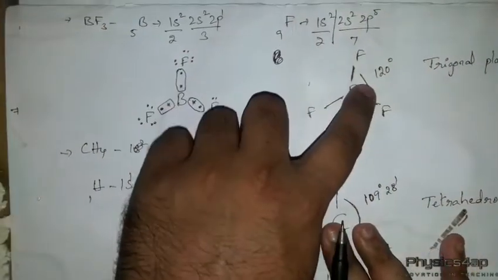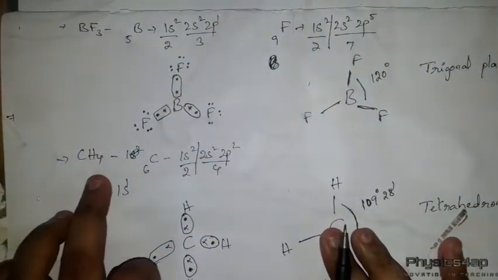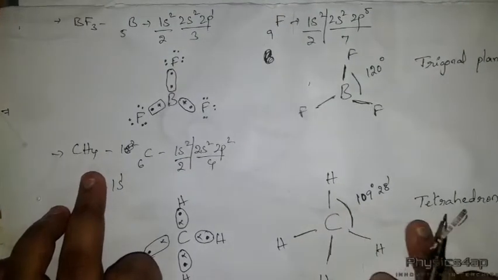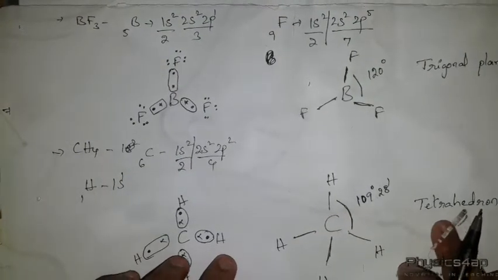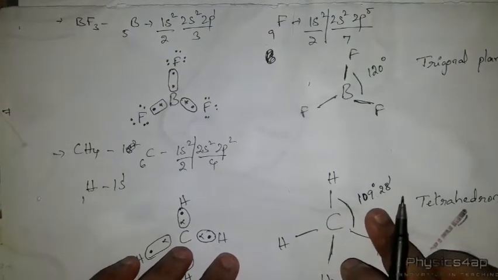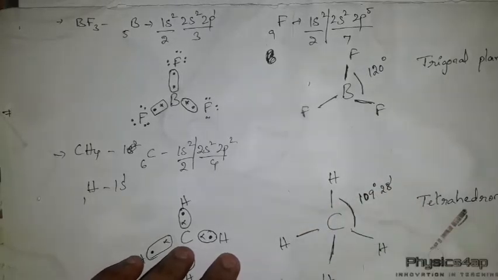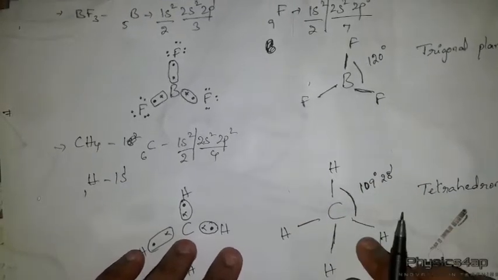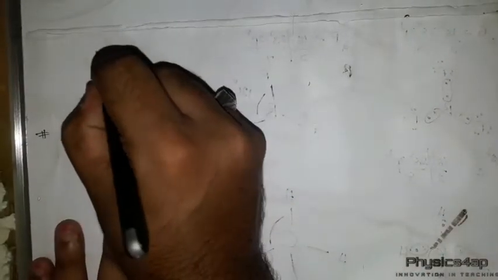So boron trifluoride is trigonal planar with an angle of 120 degrees, and methane has the shape of a tetrahedron with a bond angle of 109 degrees 28 minutes. And we have another, the last two, the first of which is ammonia, NH3. Let us also see its structure, shape and angle.